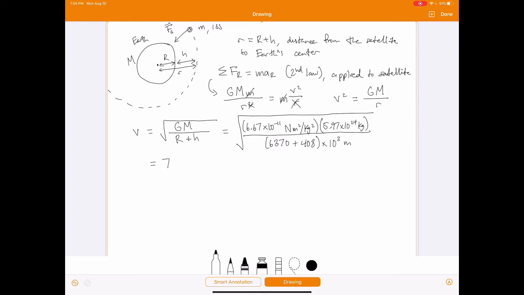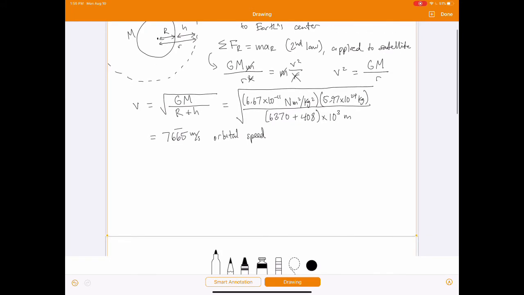So this works out to 7,665 meters per second. That would be our orbital speed. In other words, how fast the ISS is moving in a circle around the Earth. And then the next thing we want to do, if we want to get the time, so we're not quite done yet, we want the time it takes to undergo this orbit.